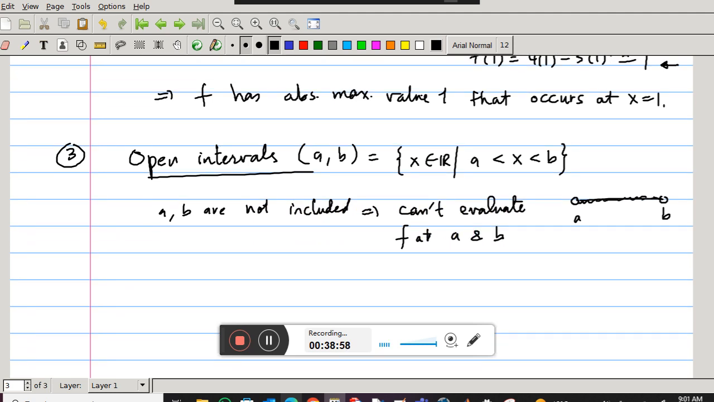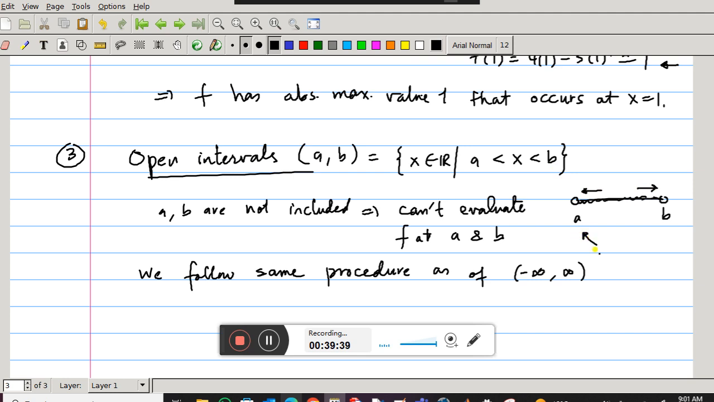Not possible. So we do the same thing. So we follow the same procedure as for minus infinity, plus infinity, infinite intervals. I will take the limit as x goes to a and x goes to b, instead of minus and plus infinity.